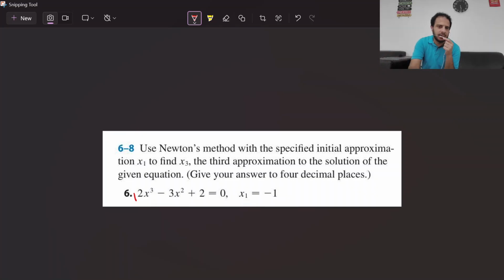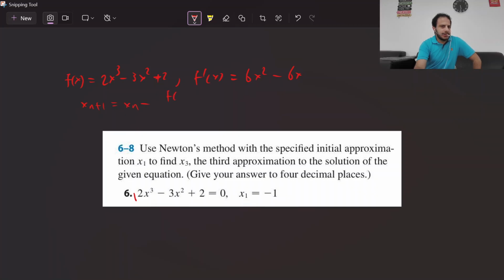Okay, so you have to find f prime of x, right? Let's start with f of x. f of x equals 2x cubed minus 3x squared plus 2. So f prime of x, the derivative, is 6x squared minus 6x. Yes, thank you. Now the formula.